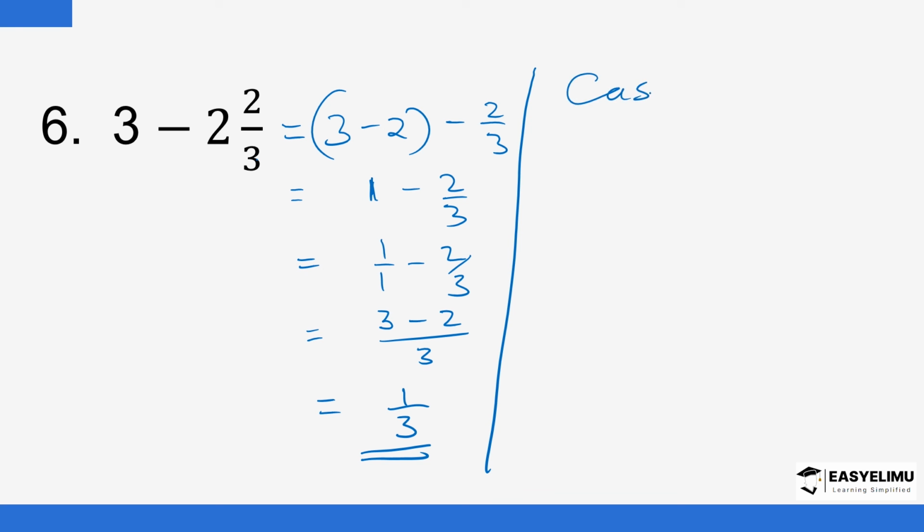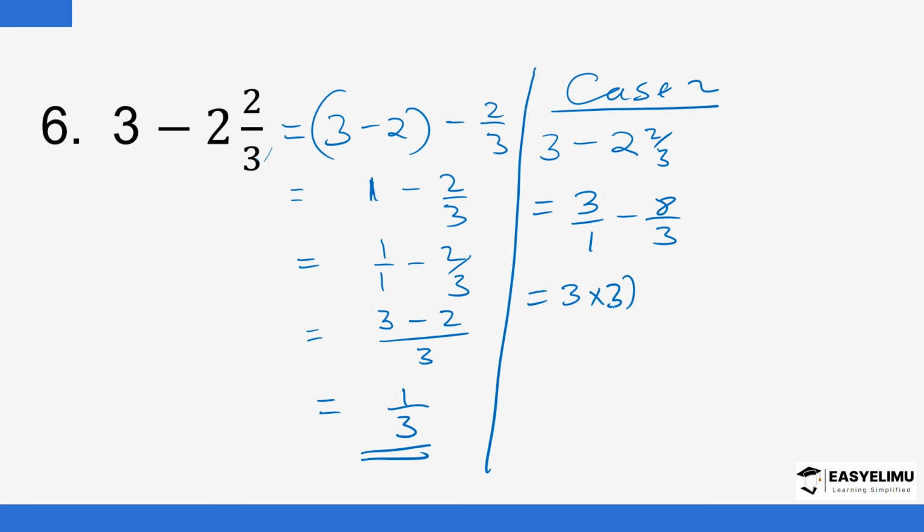Case 2 is where we convert this to an improper fraction. So we have 3 minus 2 and 2 thirds. So 3 over 1, then this is going to be 8 over 3. So again, you can decide to use the LCM or cross multiply. So 3 by 3 minus 8 by 1 over 1 by 3. So that is going to be 9 minus 8 over 3, which is going to be 1 over 3.